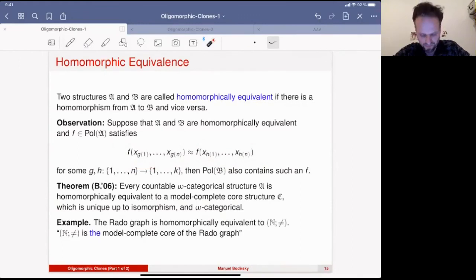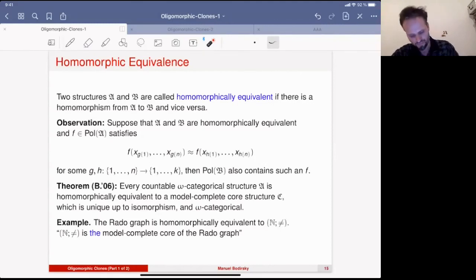So it goes together with these minor preserving map concepts. To give you an example, I claim the Rado graph, which is the up to isomorphism unique homogeneous graph that contains all finite graphs as induced subgraphs, this wonderful graph, is not a model complete core because it contains infinite cliques. But it's easy to prove that it's homomorphically equivalent to an infinite clique, and the infinite clique is a model complete core. So we say the infinite clique is the model complete core of the Rado graph.